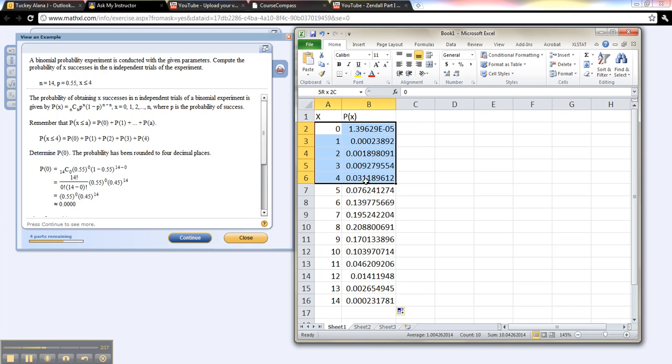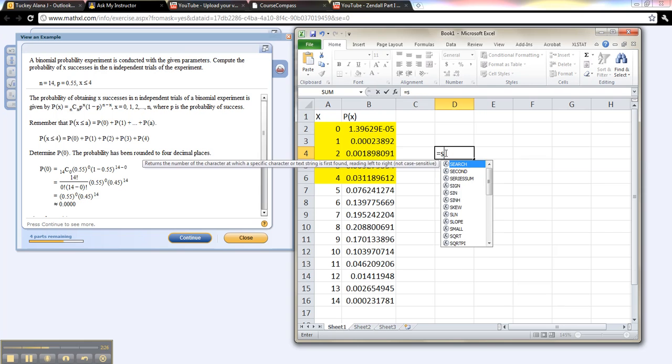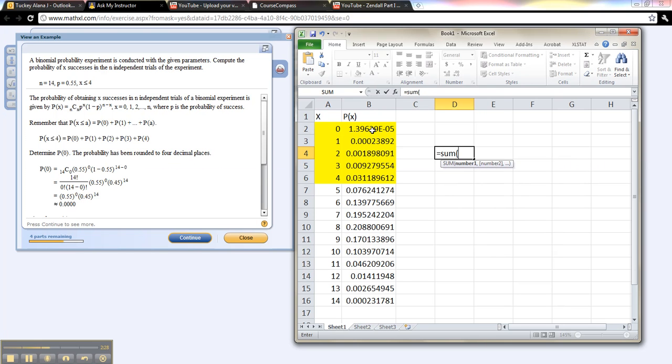Okay, so now what they want to know is x is less than or equal to 4, which is all of these ones, right? Because these are all the spots where it's less than or equal to 4. So if I want the answer to this, what I want is to add up all of these probabilities. Done.